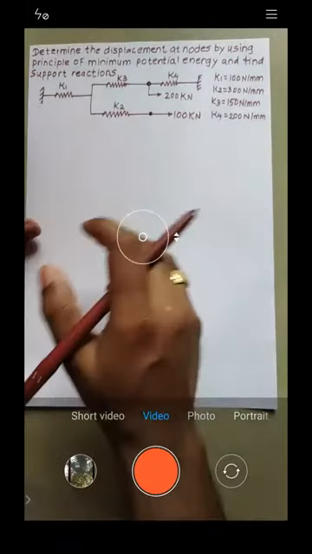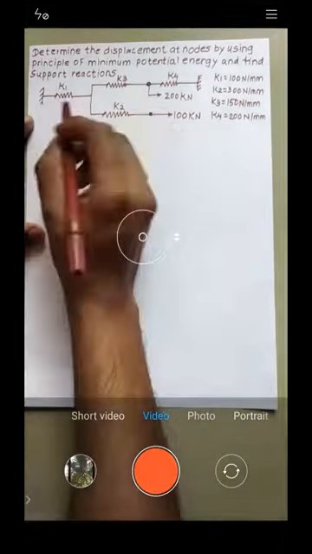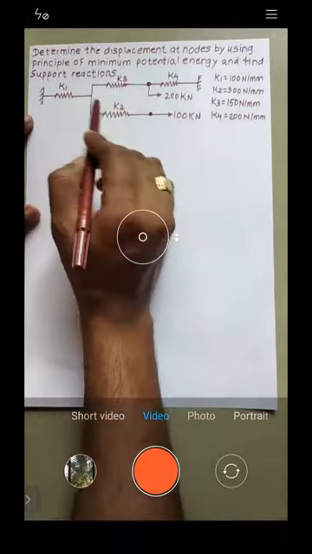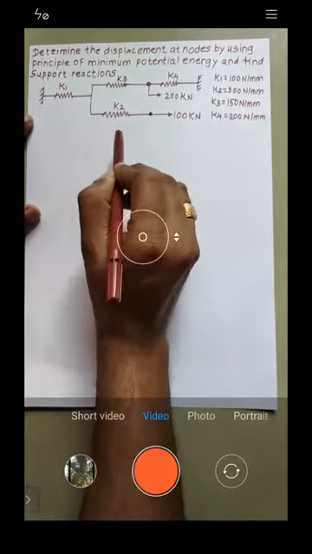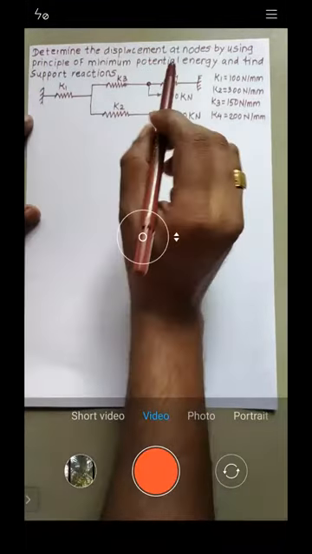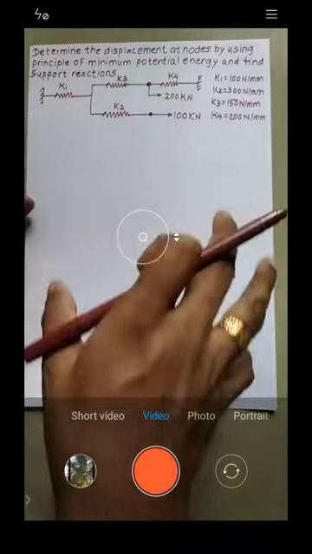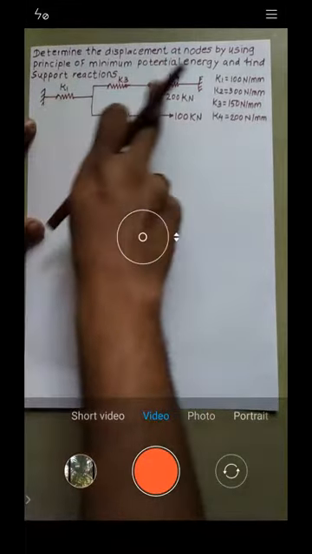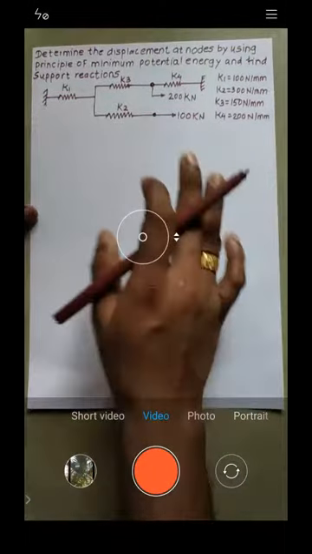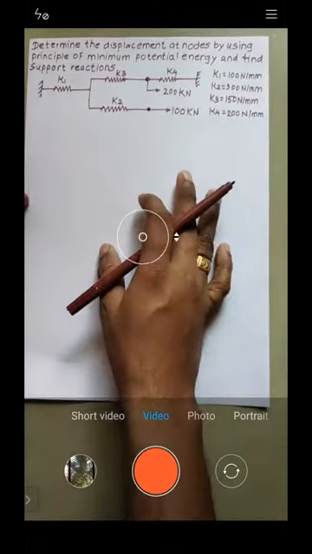You write down the element stiffness matrix for this one: K1 into [1 -1; -1 1]. For this one, K2 into [1 -1; -1 1]. This one, K3 into [1 -1; -1 1]. K4 into [1 -1; -1 1]. Then you form the global matrices, apply these two boundary conditions, and solve the problem. But that is not expected here. They are expected to solve this problem by the principle of minimum potential energy, so that we need to solve.